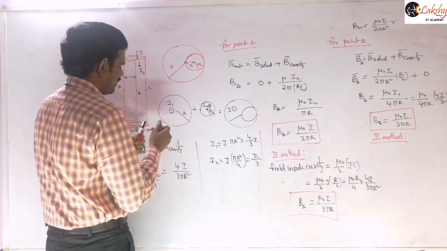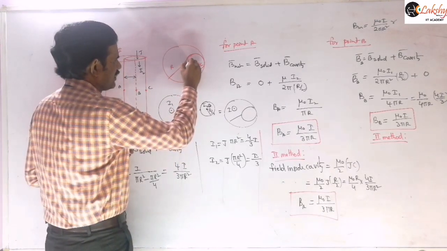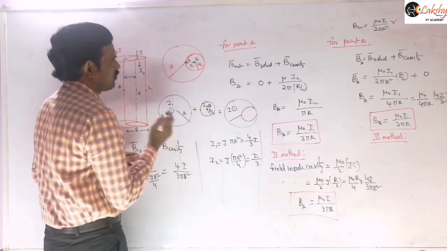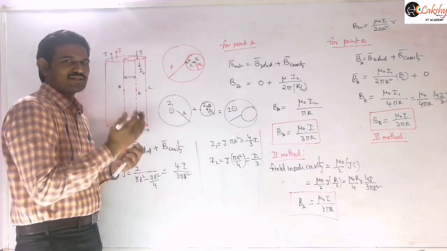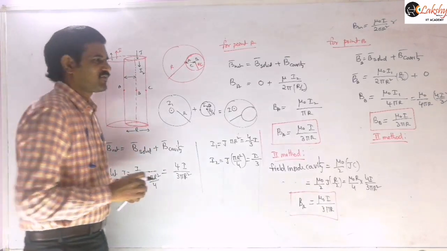That means point A is here. So this is our point A here and this is our point B here. So point A and point B are lying on the inside of this cavity only. So automatically we will get this magnetic field as the same.